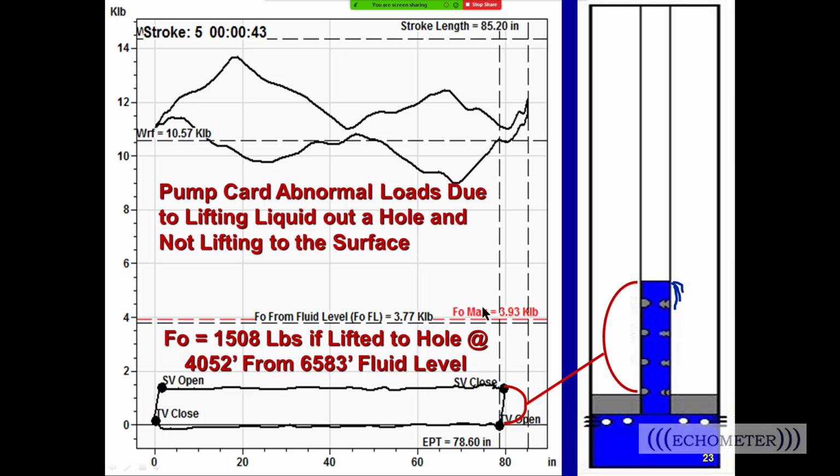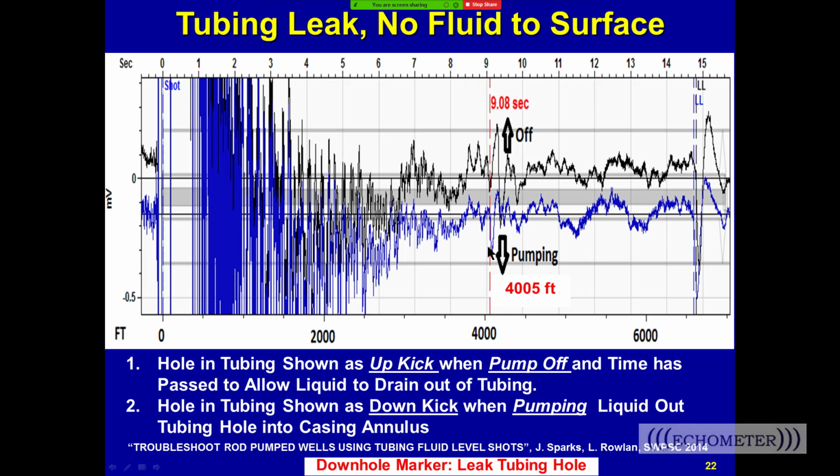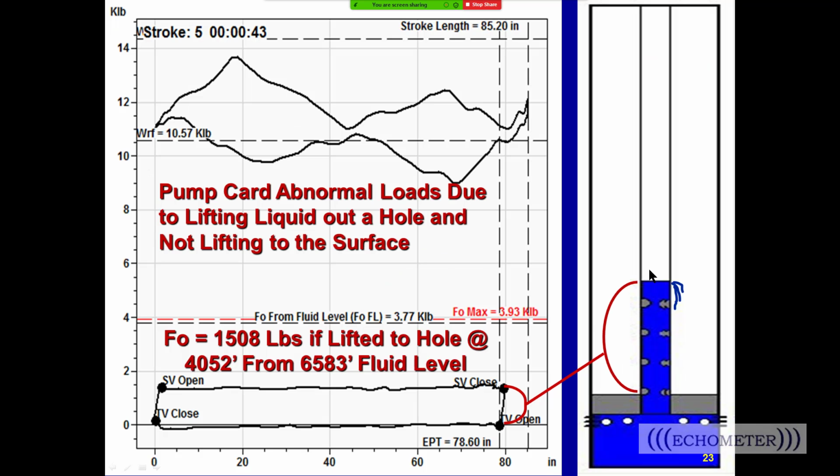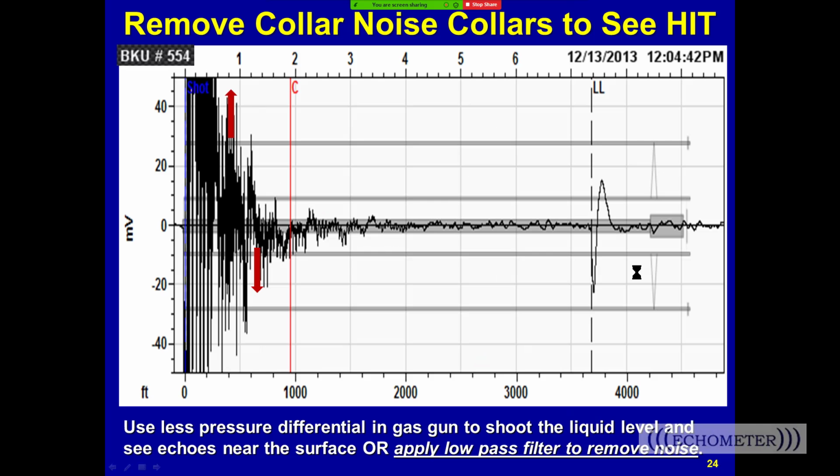Now this is the dynamometer card when the well is pumping. The pump card is not very tall, which means it's not picking up much fluid load, and so the height of the pump card is directly related to the lift to the surface. So this is the height, and this is the lift of the liquid above the liquid level, and the liquid is squirting out in the casing annulus, and it created this little down kick right here when the well was pumping. So this distance here represents the lift of the well, and there was no liquid to surface, and so we could see the down kick as the liquid squirted out the hole in the tubing into the casing annulus.